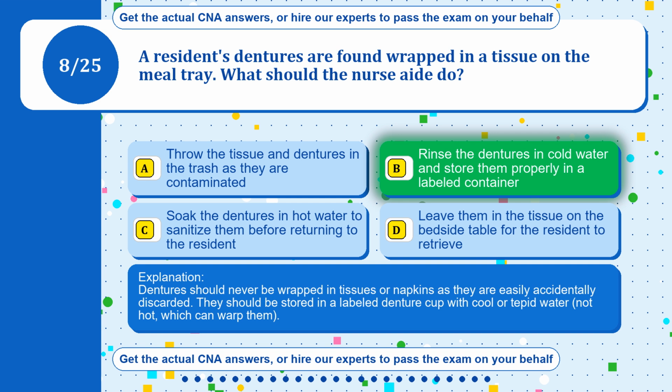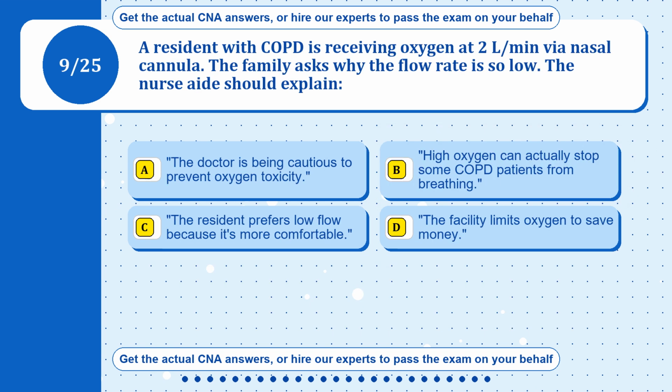They should be stored in a labeled denture cup with cool or tepid water, not hot, which can warp them. Question 9. A resident with COPD is receiving oxygen at 2 L/min via nasal cannula. The family asks why the flow rate is so low. The nurse aide should explain.